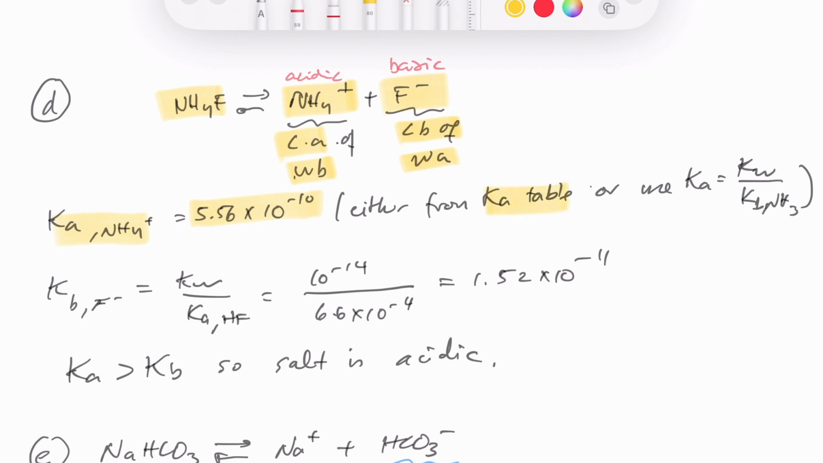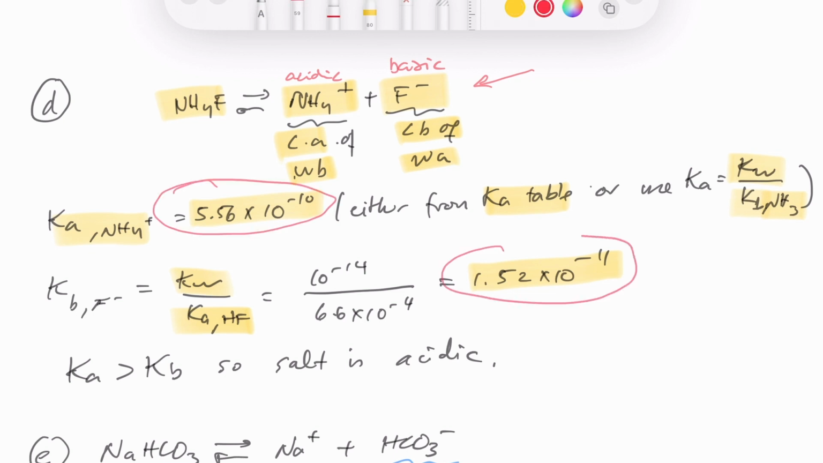So you can get it directly from the Ka table. But let's say you don't have a Ka table, but you have a Kb value of ammonia. You can then calculate using Kw over Kb. Okay. Now we have to compare that to the Kb of fluoride. The Kb of fluoride is not given to us, but the Ka of HF is given, so we can use Kw over Ka to calculate the Kb of F-, and that ends up being 1.52 times 10 to the minus 11. So the two numbers we're comparing are the Ka of ammonium and the Kb of fluoride. Well, it looks like the Ka is larger than the Kb. So in this case, the salt is going to be acidic.